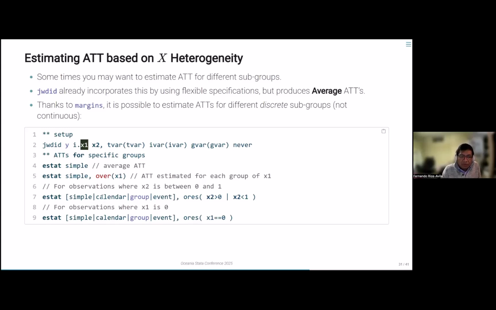If you're interested in any of the other aggregations, calendar, group, event, etc., you could use the restrict option that works like an if option. You're basically saying, I want to estimate the average treatment effect, the event estimations, for a group such that x2 is bigger than 0 and x2 less than 1, or where x1 is equal to 0. So you're adding an additional constraint on the data and saying, I want you to estimate the average treatment effects only for that group.